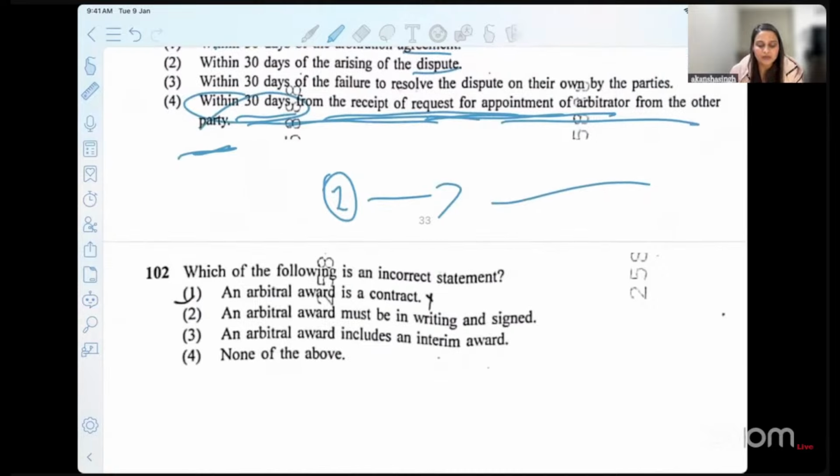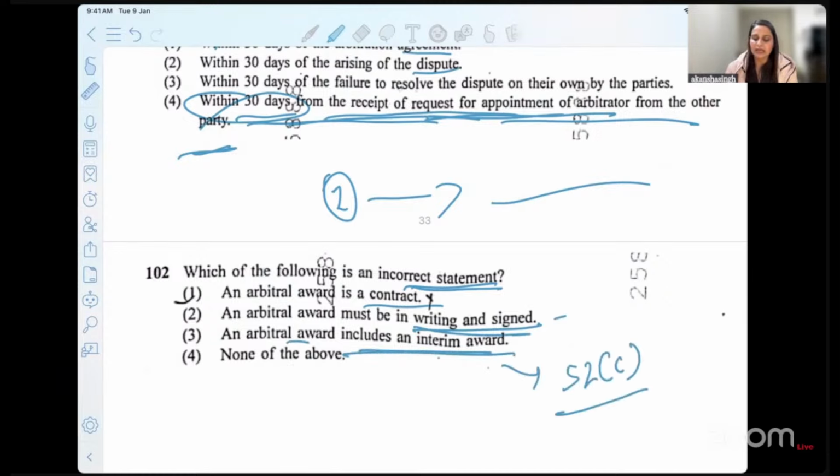Now, the next question is, which of the following is an incorrect statement? We actually referred to a part of this question during our discussion today. An arbitral award is a contract. An arbitral award must be in writing and must be signed. An arbitral award includes an interim award. So you can refer to section 2 clause C, and section 31: an arbitral award must be in writing and it must be signed.